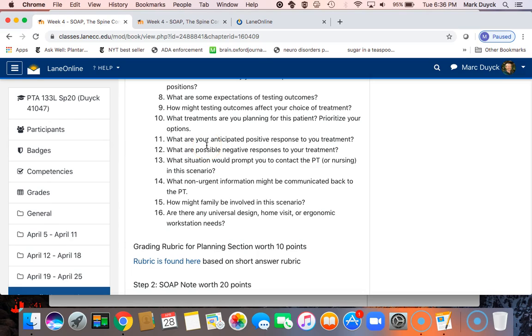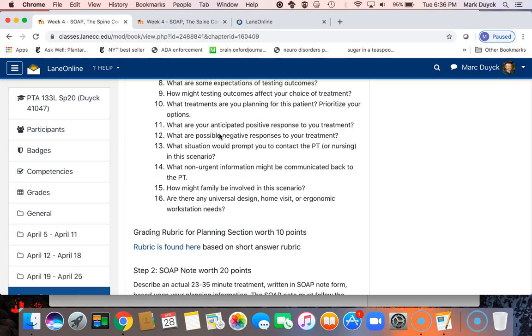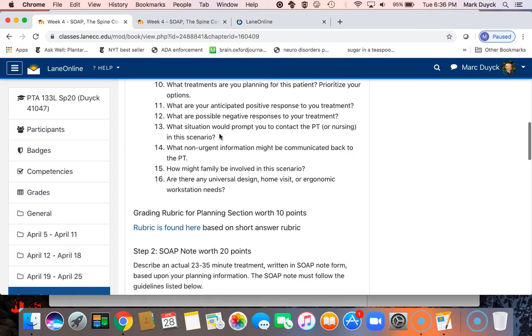What is your anticipated response to your treatment? What do you think? You've had a couple of treatments already in both courses, right? You've had actually in 3 courses. What's the anticipated treatment response to your treatment with what you plan to do? What are some negative possible responses? There might be a negative response, we don't know. But that's for you to make a call what could be a negative response.